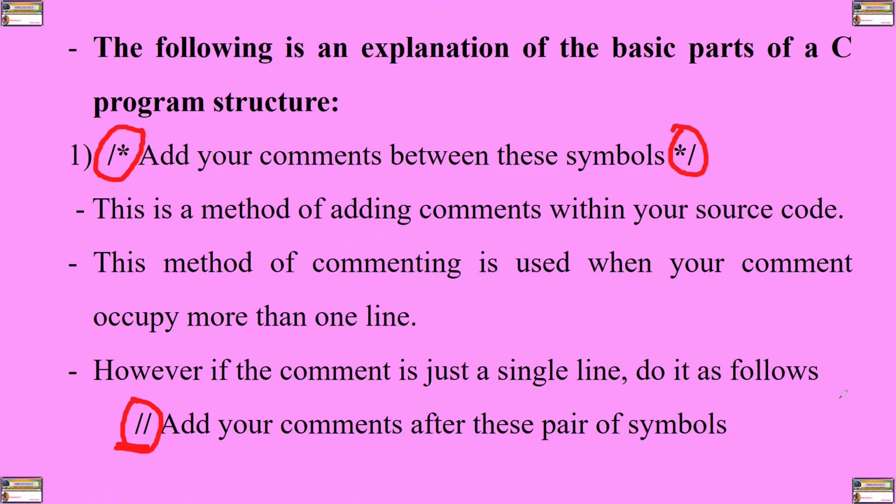Therefore, those are the two ways of adding comments in your source code. You can either use /* and close with a similar pair at the end for a comment that spans more than one line, or you can use a double // symbol when you want to add a comment within a single line.